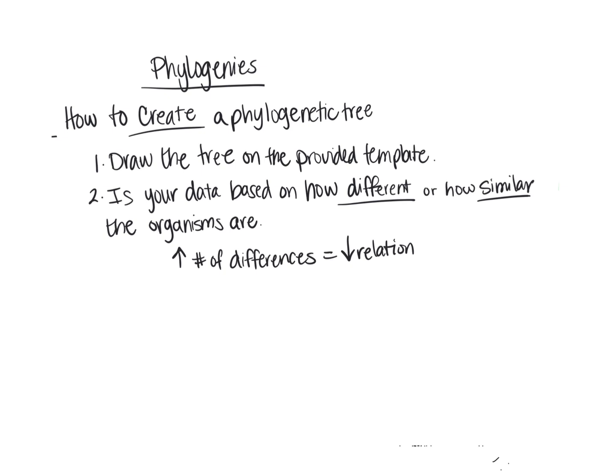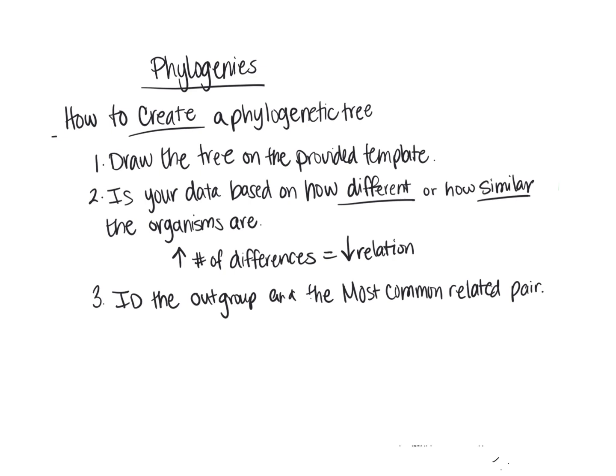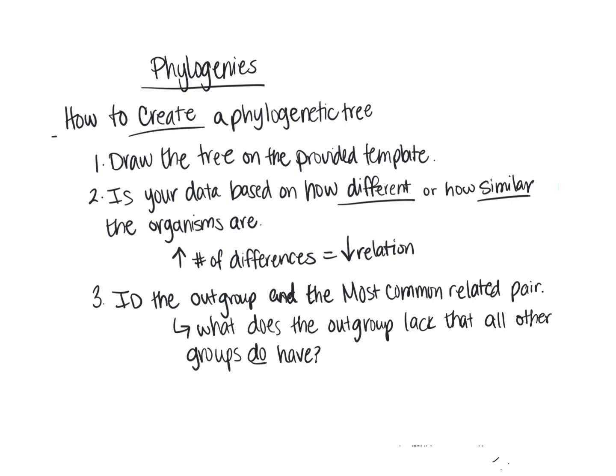In other words, I like to identify who the outgroup is and who are the most closely related organisms. One of the things I like to do is ask what sets the outgroup apart from the other organisms. In other words, what do all the other organisms have that the outgroup doesn't have? Now, your outgroup is always going to be placed closest to the common ancestor. And the most related organisms are going to be farthest from the common ancestor.